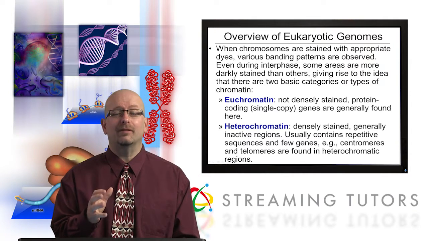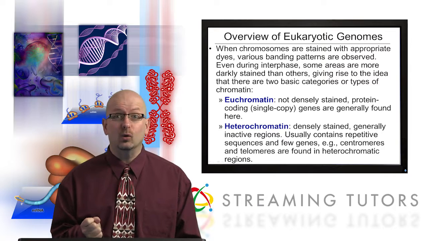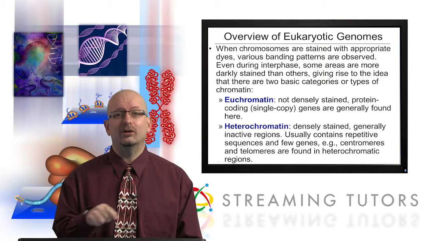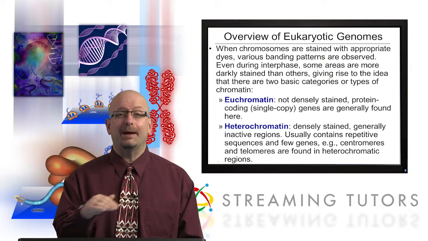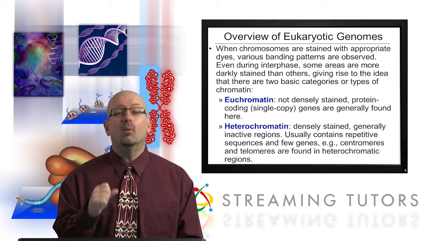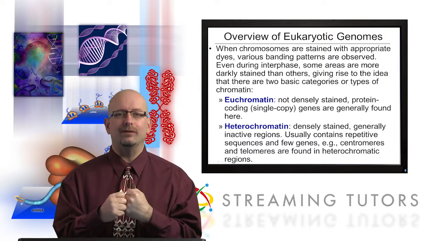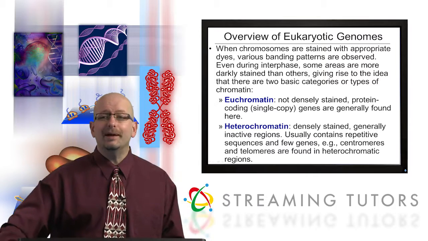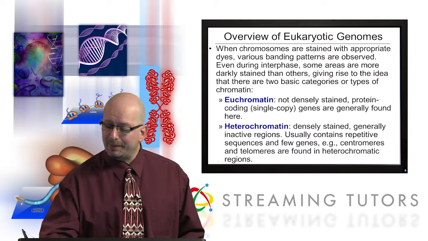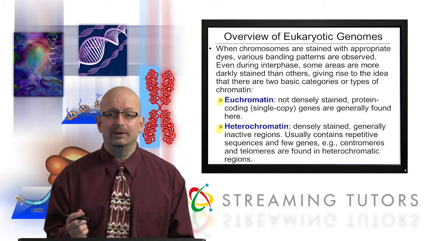So a couple aspects of that we can take a quick look at. We're certainly not going to go, you could probably take a whole course in genomics. But one thing is, it turns out when chromosomes are stained with appropriate dyes, and you may have seen pictures of this, various banding patterns are observed. And if you're an expert, you can tell what those banding patterns mean. But one general interpretation is that a lot of times these pictures will be of metaphase chromosomes, but even during interphase, some areas are more darkly stained than others. So the dark staining gives rise to the idea that there are two basic types of chromatin, and they are euchromatin and heterochromatin.